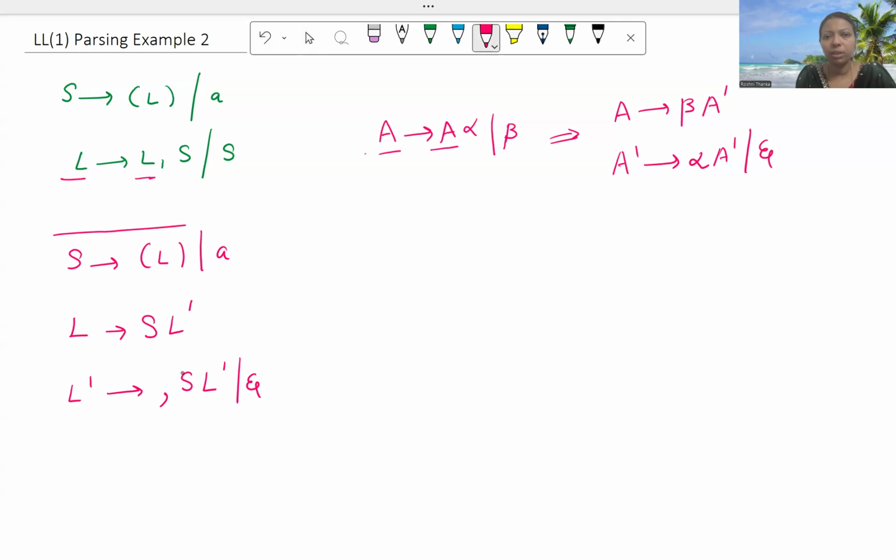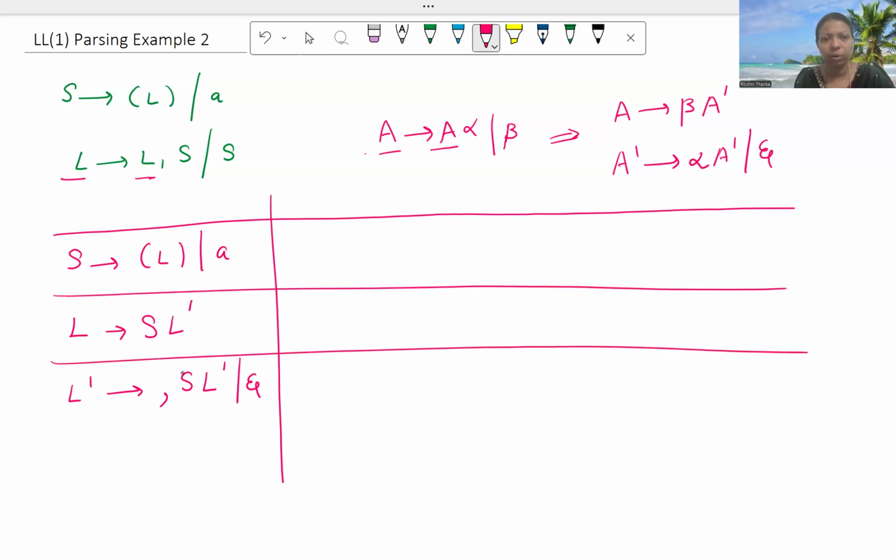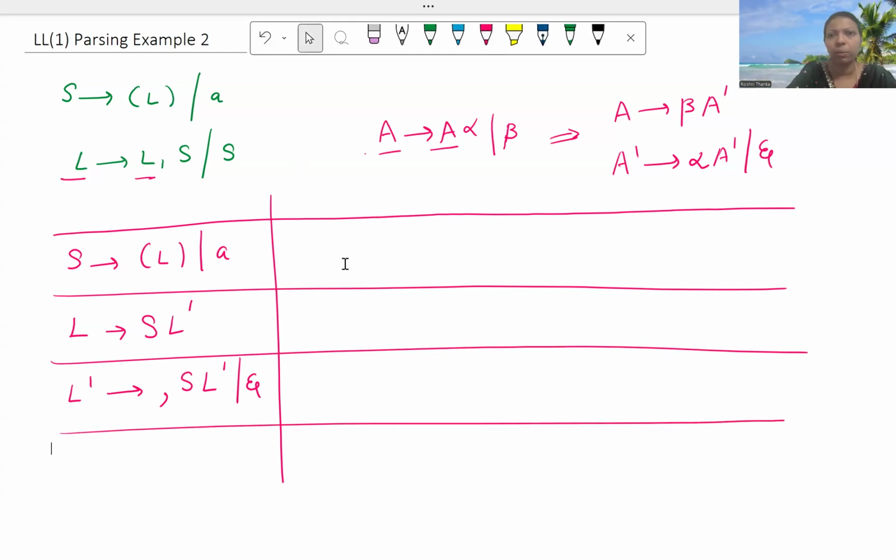The next step is we have to find the first and follow. Now let us find the first and follow for this context-free grammar. I hope you have listened to the previous video where we discussed how to find the first and follow and all those things. So first let us find the first. What is first of S? When you use this production, the first symbols we'll be getting are open parenthesis and a.